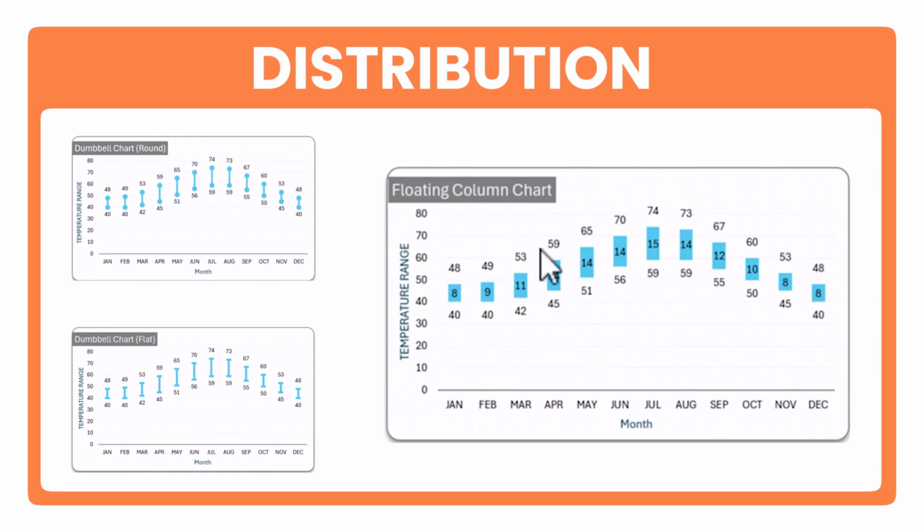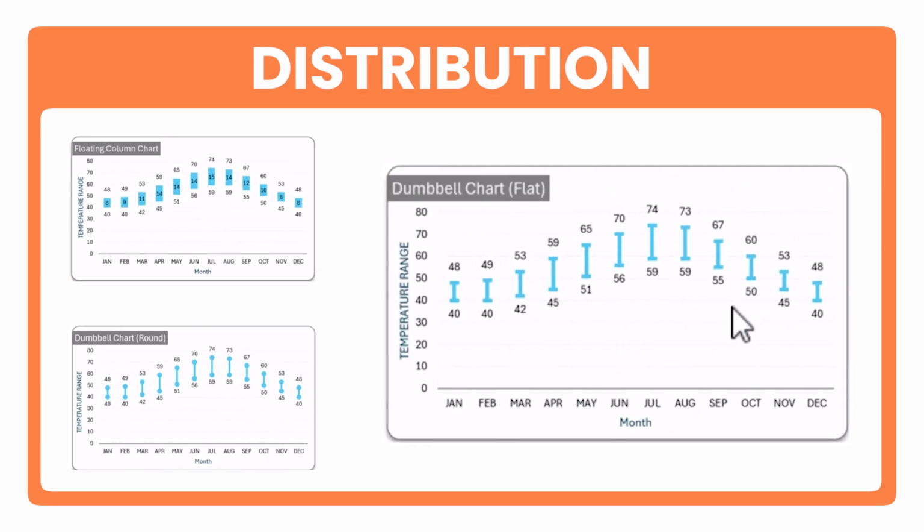And we can show that using a floating column chart because it's a column, but it looks like it's floating in the air. And we can also take the same approach to show more creative ways of using the dumbbell shape to represent the same data. Again, it's the same information, however you present it differently to engage the audience better.